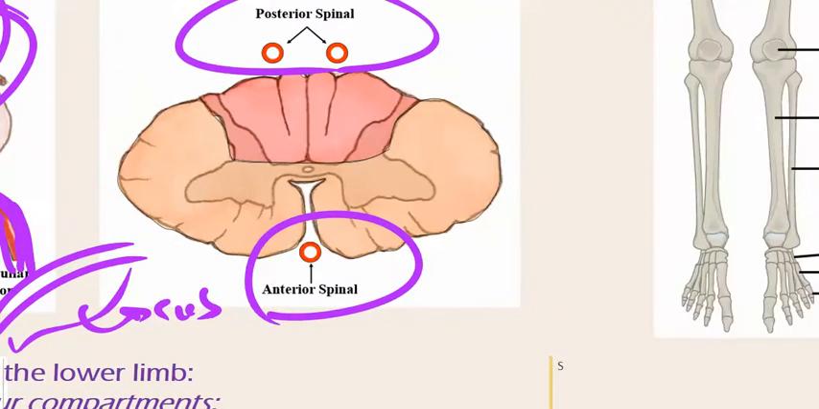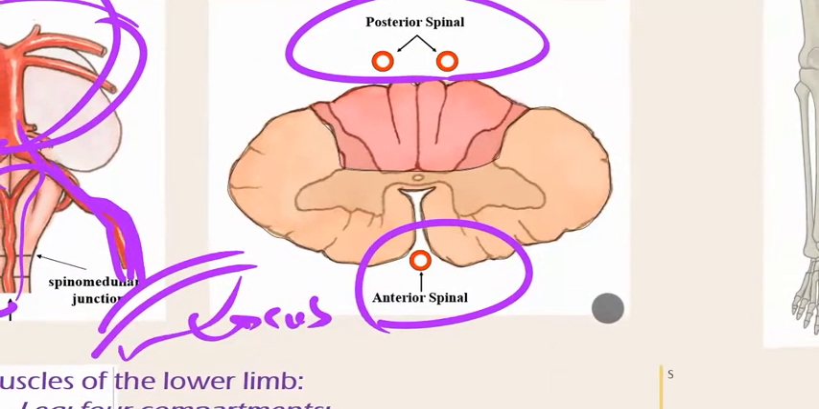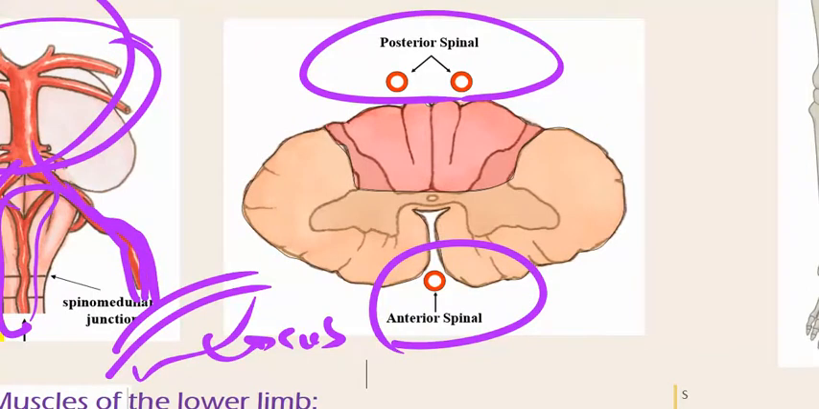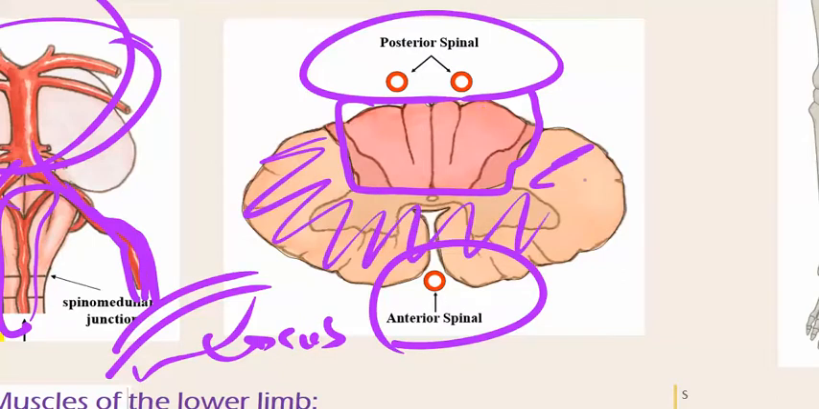Everyone see this? Anterior towards the ventral side? Yep, anterior towards your ventral side, posterior towards the dorsal side. So this is the area that is supplied by the posterior spinal arteries. This right here is the area that is supplied by your anterior spinal arteries. Your posterior spinal artery is supplying the posterior funiculus. Your anterior spinal artery is supplying your anterior funiculus and the lateral funiculus.